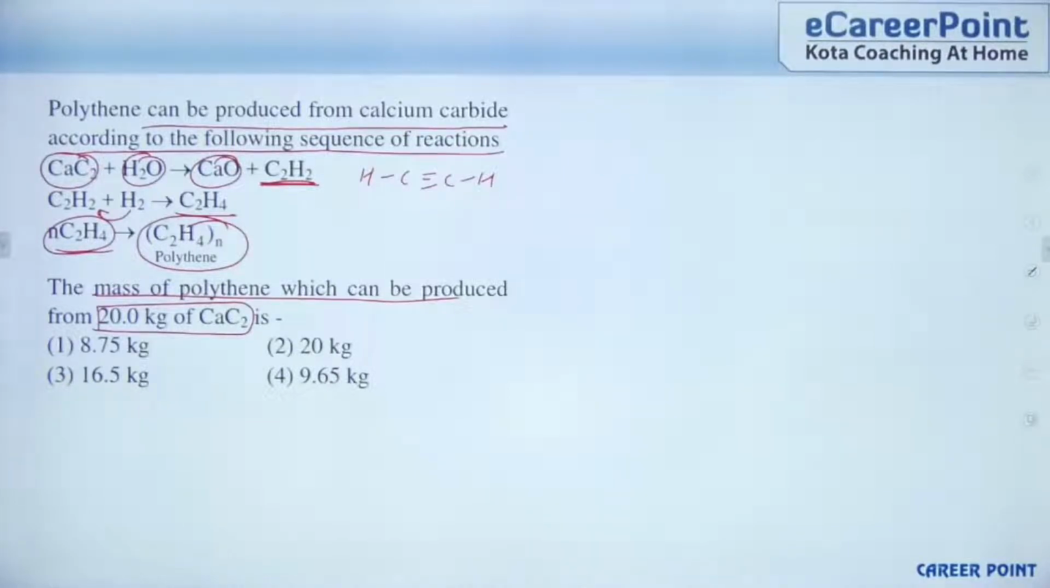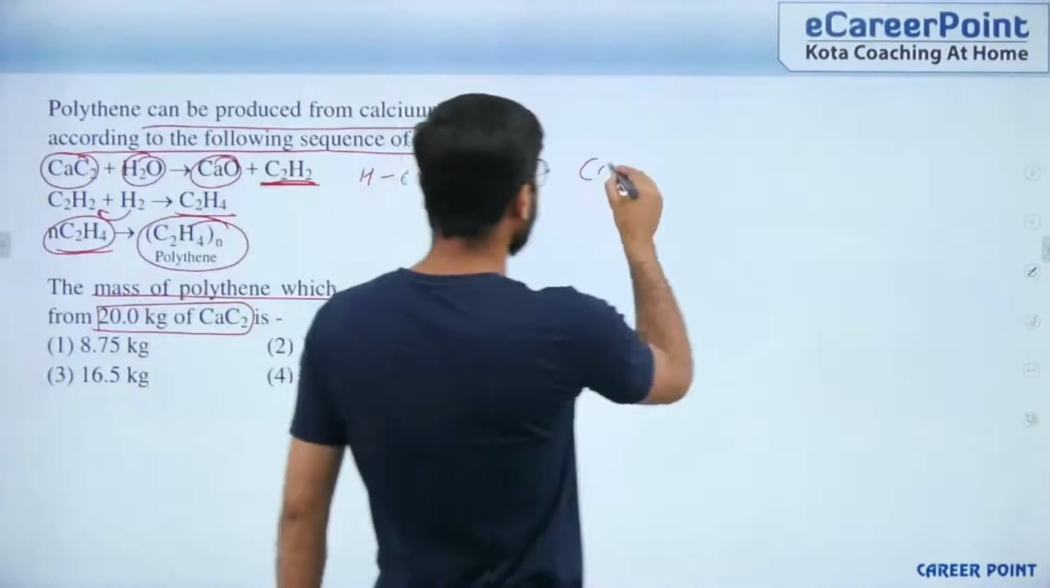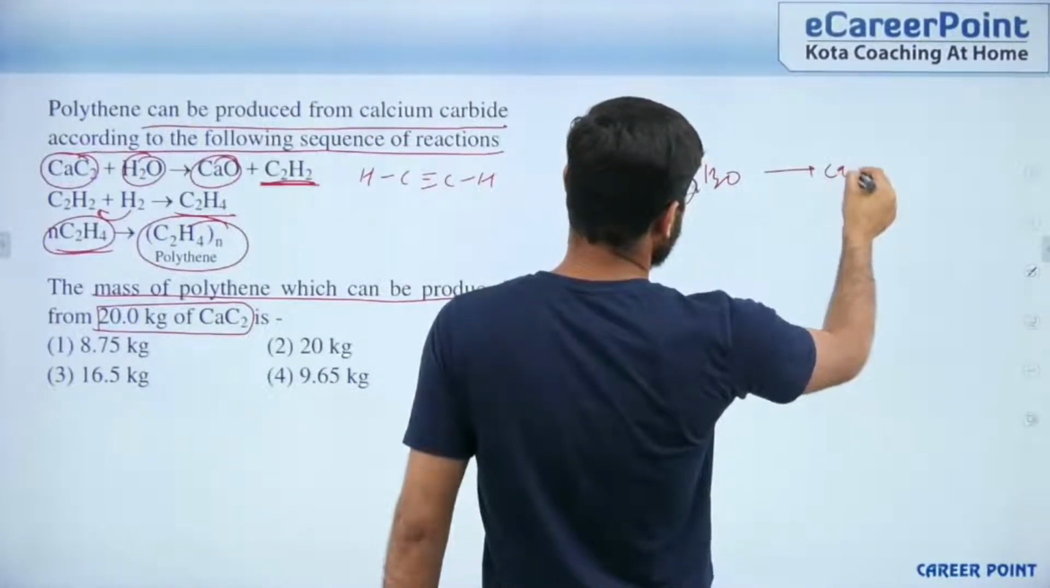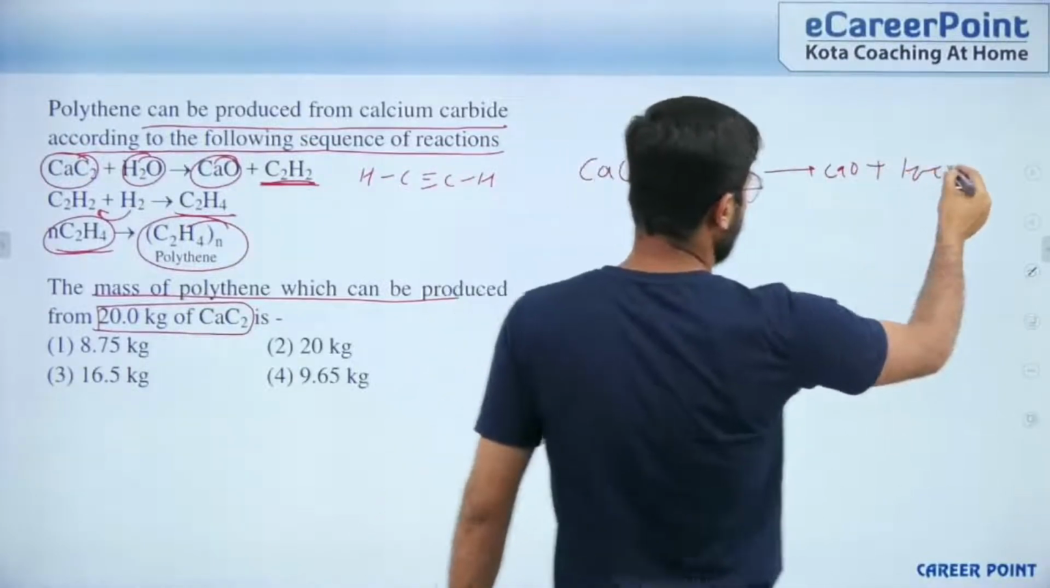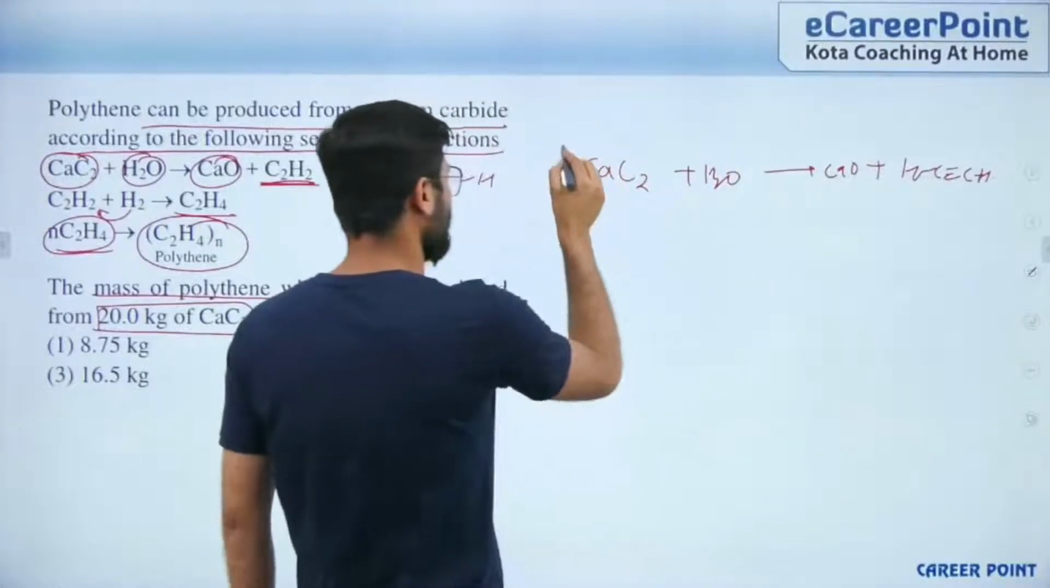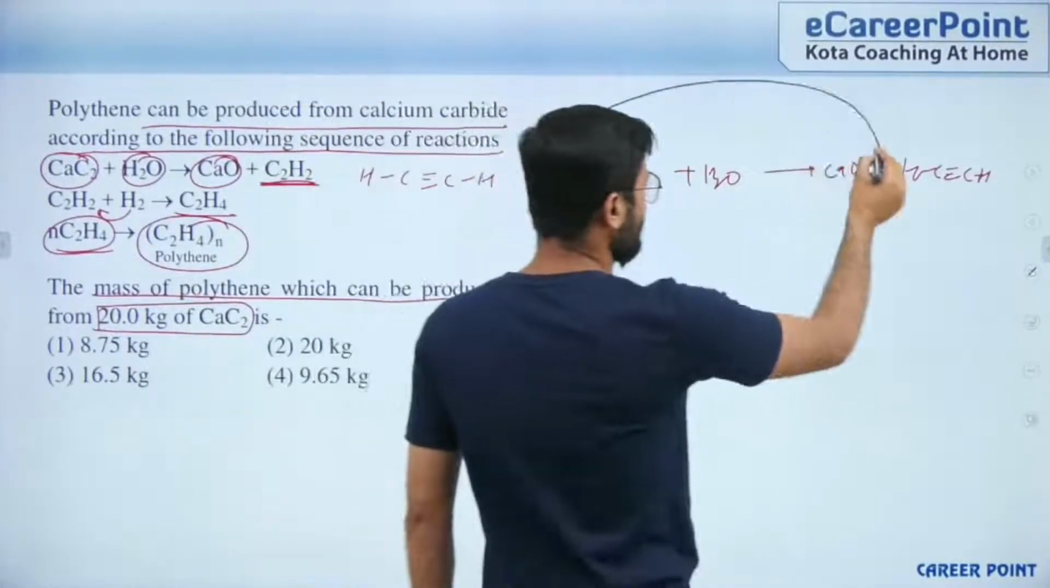See, how will you do this? So remember, we have calcium carbide initially and we have water. It is giving calcium oxide and this acetylene. So the information we can have from here is that 1 mole of calcium carbide is going to form 1 mole of this.